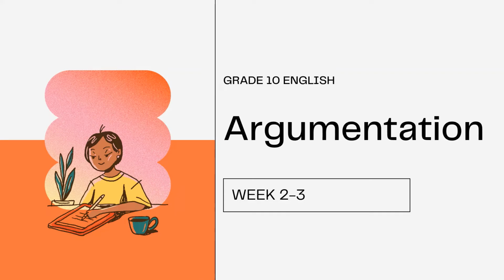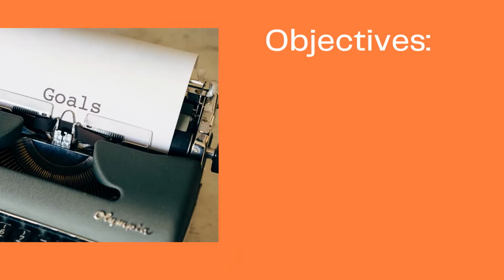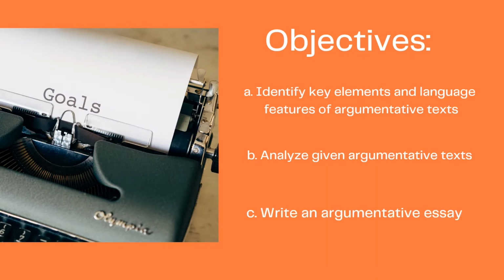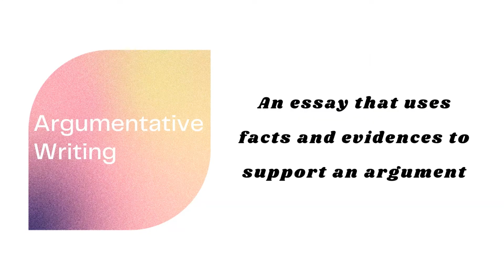Today, our lesson is about argumentation. The objectives of our lesson today are: identify key elements and language features of argumentative text, analyze given argumentative text, and write an argumentative essay. Before we start, let us define argumentative writing.